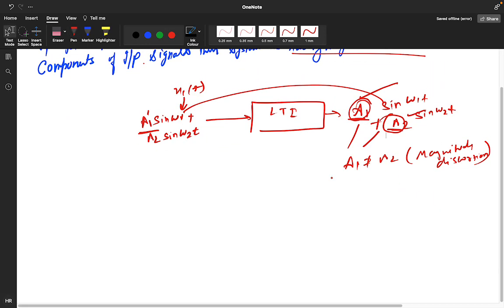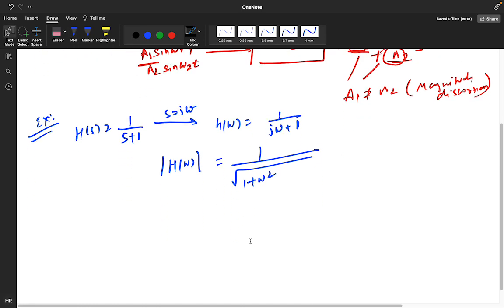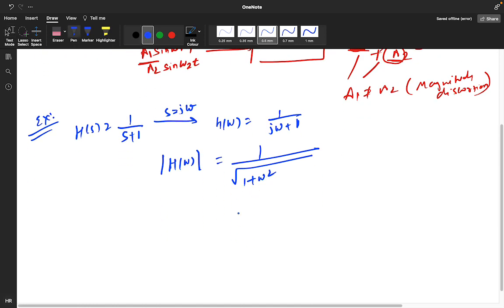Okay, for example, you can take one particular example. H of s is given as 1 upon s plus 1. So s is equal to j omega, and H of omega is equal to 1 divided by j omega plus 1. So what is the magnitude of H of omega? It is 1 by root under 1 plus omega whole square.